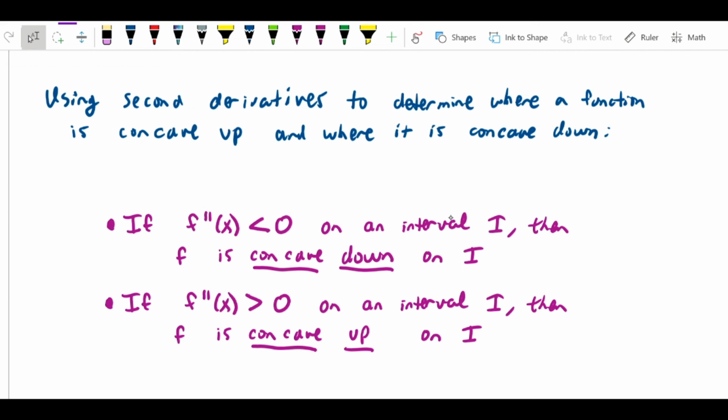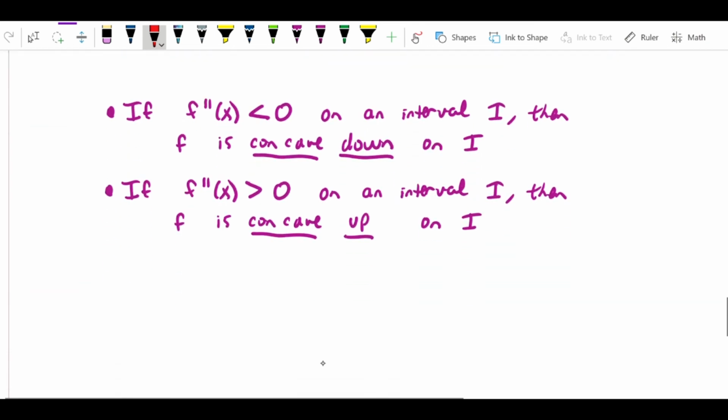So if f double prime, the second derivative of f, is less than 0 on an interval I, then we say that f is concave down on that interval. And if f double prime is greater than 0 on an interval I, then f is concave up on that interval. The thing about this principle is that it just flows naturally from the definition of concavity. Recall that we said that a function was concave up if its first derivative is increasing, and it's concave down if its first derivative is decreasing.